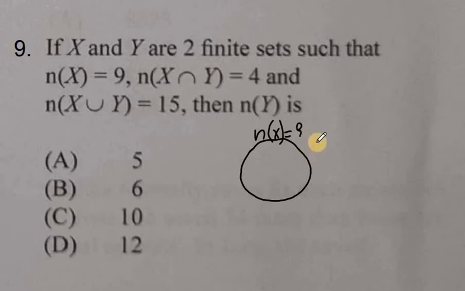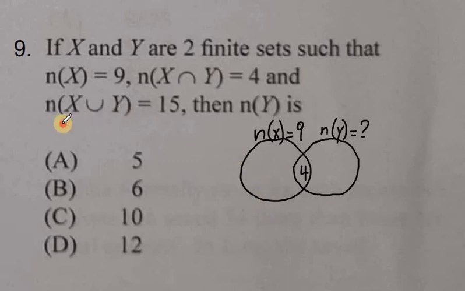Now remember, set X and Y, they're intersecting sets, so you're going to have common members to both sets. Number of elements in set Y, we're not sure. That's what we're asked to find out. We're told that the number of elements in set X is 9. In the intersection, we're told that the number of elements is actually equal to 4. So let's put the 4 here in the intersection.